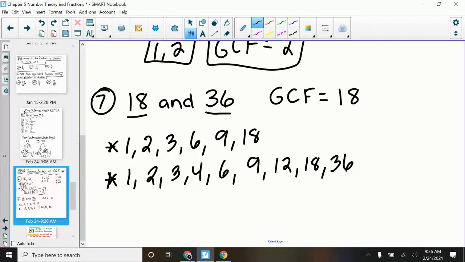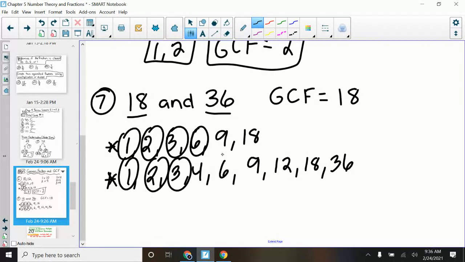So now I have to figure out which ones they have in common. And that's going to give me my common factors. So I'm going to circle the ones you tell me they have in common. So Addison, which ones are common? 1, 2, 3, 6, 9, and 18.